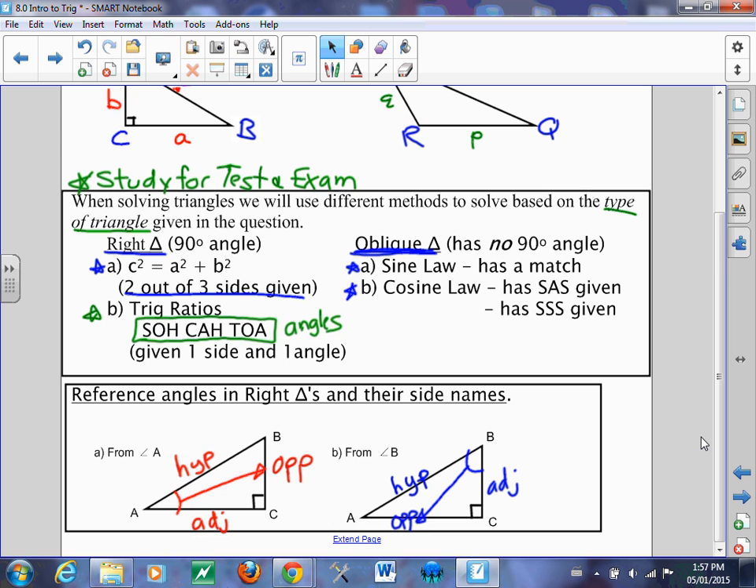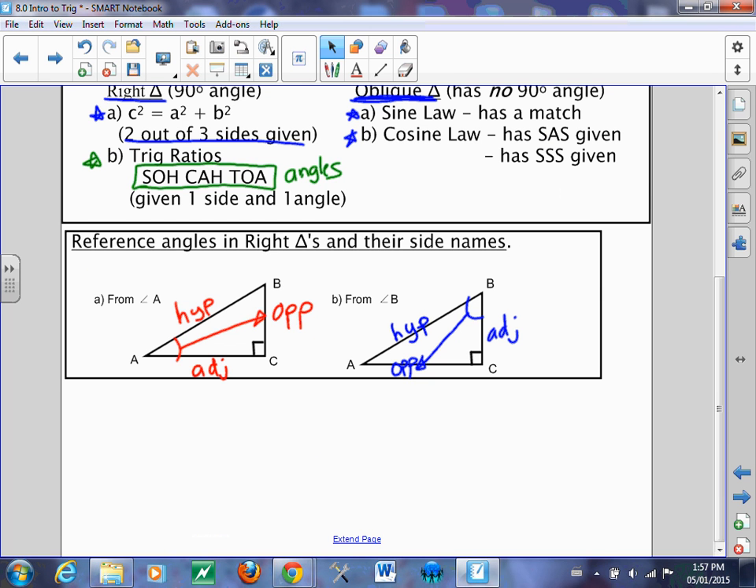opposite the 90. Okay, so guys and girls, the reference angles depends on, for example, if you're given a triangle where the angle is given. So the angle might be given there, or it might be given there, or you might have to find those angles. So it'll say find angle A or find angle B. So angle of reference, or reference angles.